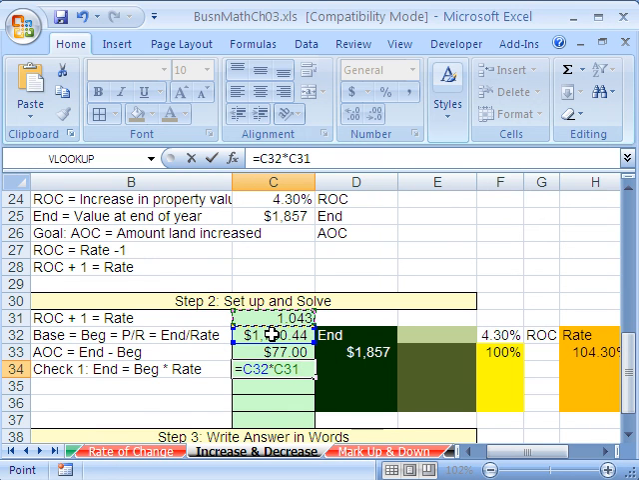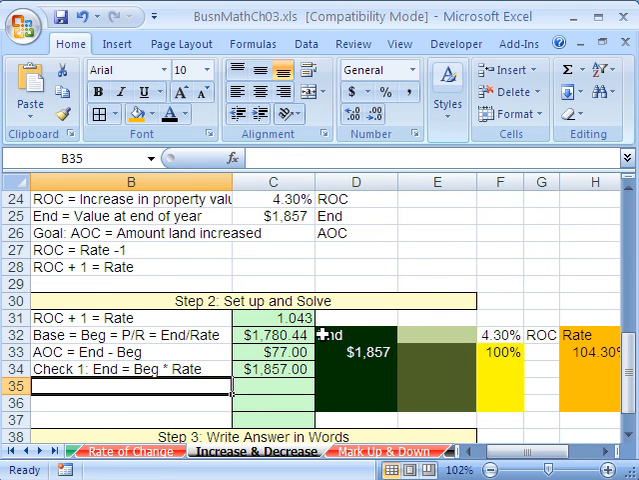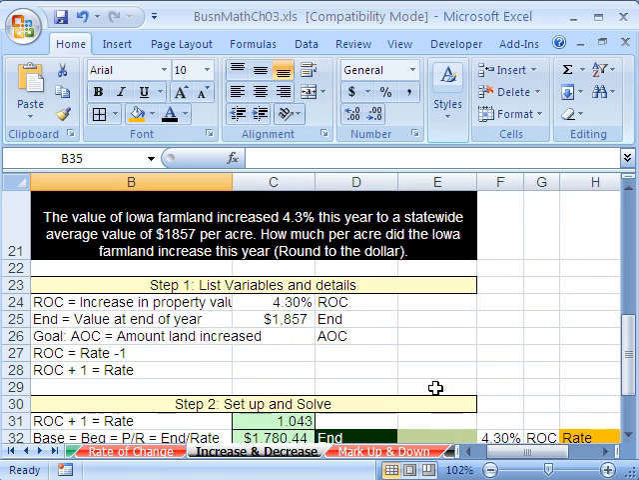The begin number is less. In an increase problem, it's always going to be 1 plus some extra. Or it could be a huge gain. That would be 2 or 3 times that. So it should give us this. And when we hit enter, sure enough, looks like we're on the right track. Now we can write our answer in words. And we'll just steal from here.